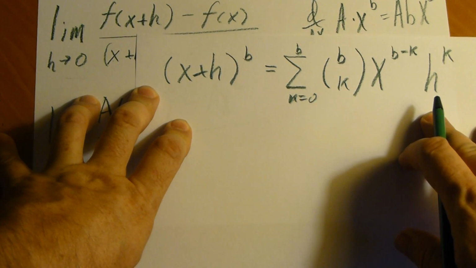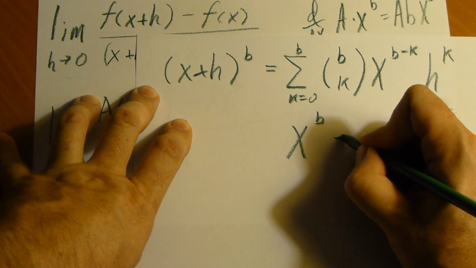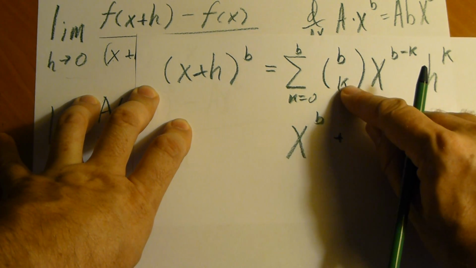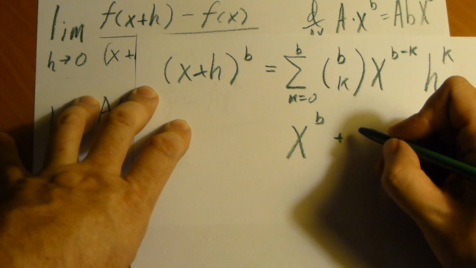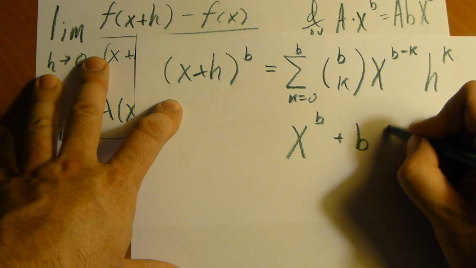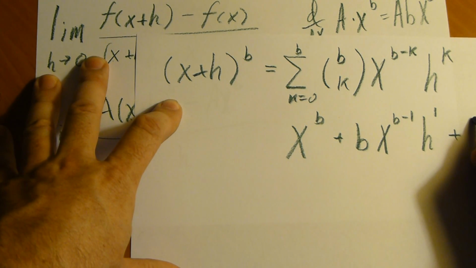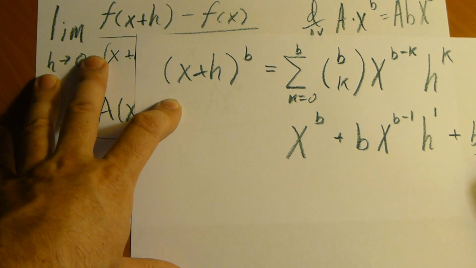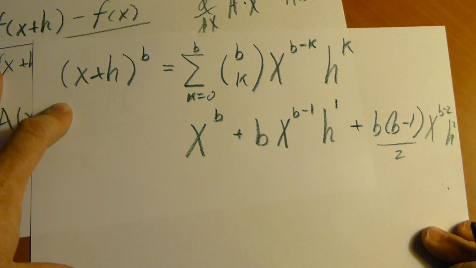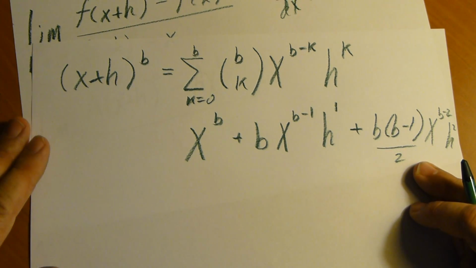In any case, for the expansion here, we'll have x to the b. Now k is 1, we'll get b times x to the b minus 1, h to the 1. Next term would be b choose 2, x to the b minus 2, h to the 2, and so on. However, these higher terms are not going to be significant for us. Let's plug it in.